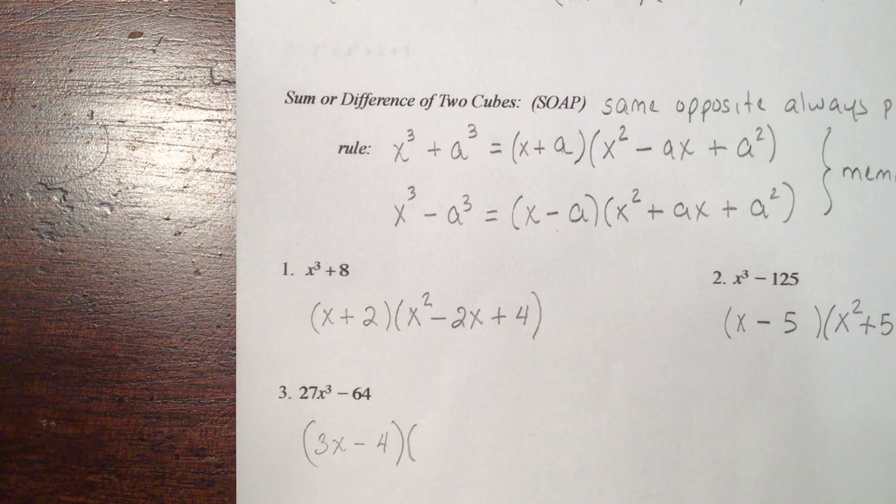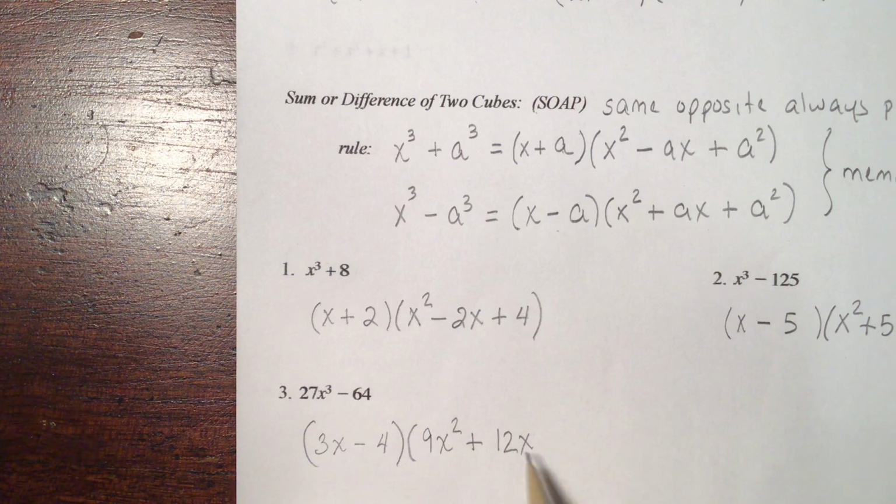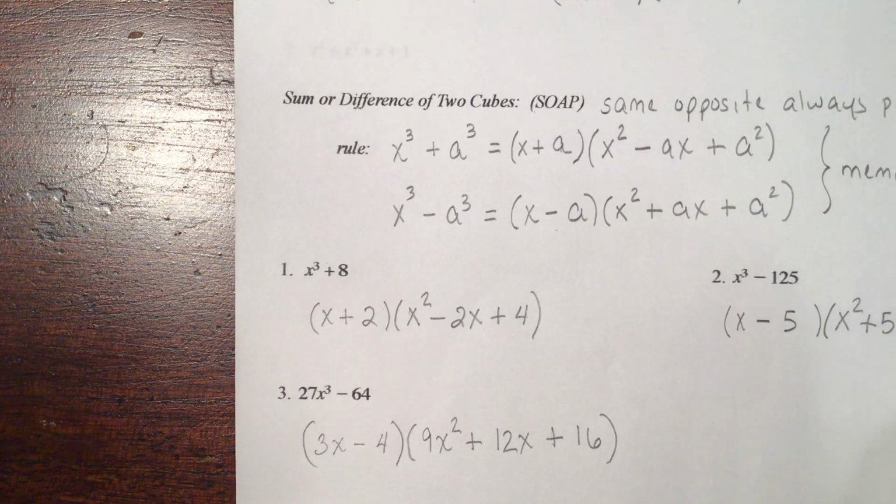Working off my binomial, first term squared, 9x squared, opposite sign, first times second, always a plus, last term squared. So there's a little bit of review on your sum or difference of 2 cubes.